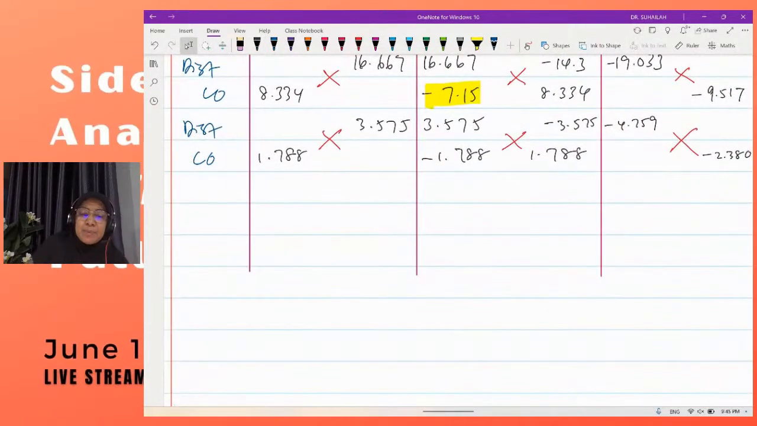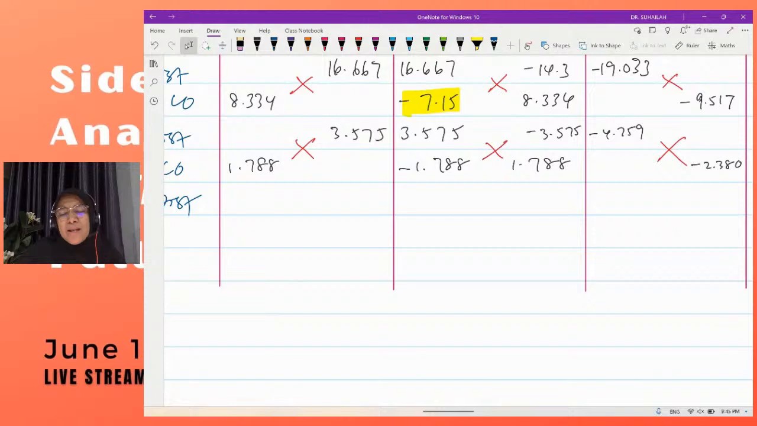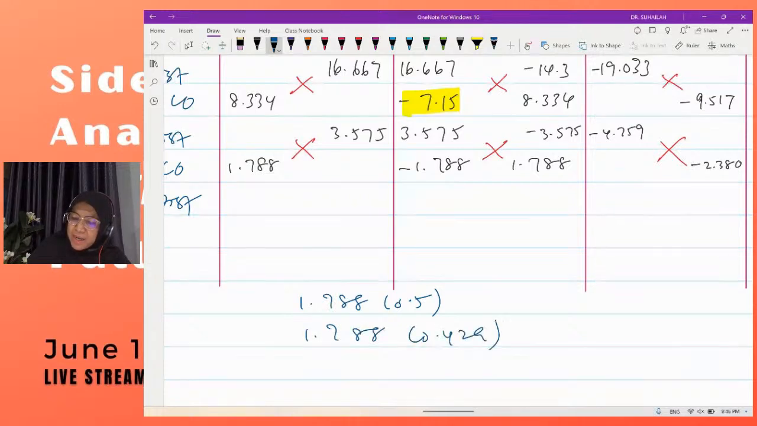Then we repeat the process again. Distribution. 1.788 times 0.5. Then 1.788 times 0.429, and 1.788 times 0.571. The first one is 2.38.